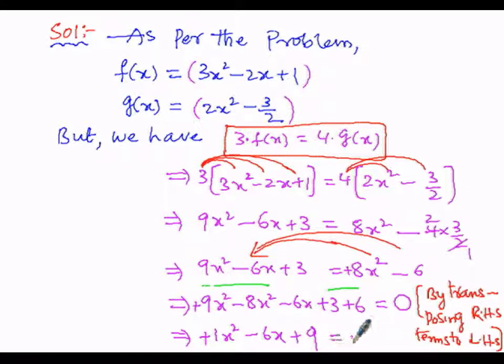So that is equal to 0. In this manner we got the quadratic equation x square minus 6x plus 9 equals 0, which is in the form of x square plus bx plus c equals 0. So x square minus 6x plus 9 equals 0.